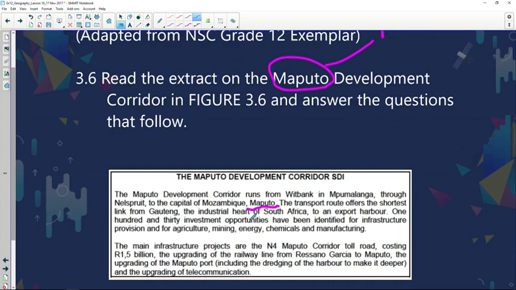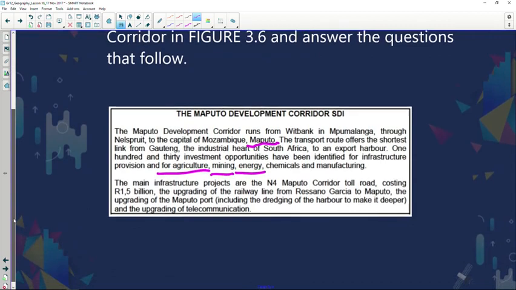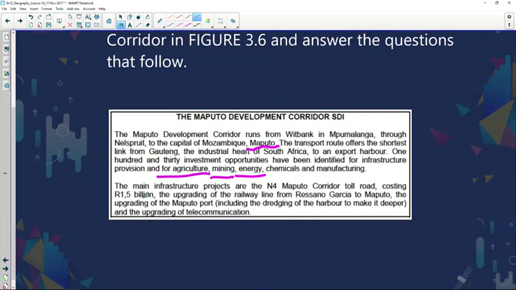150 investment opportunities have been identified for infrastructure provision and for agriculture, mining, energy, and manufacturing. So people are investing because they see it as a sound investment. They can make money off it, and it can improve the quality of life of the people. The main infrastructure projects are the N4 Maputo Corridor toll road, costing 1.5 billion. The upgrading of the railway line from Ressano Garcia to Maputo, the upgrading of the Maputo port, port is a harbour, and the upgrading of telecommunication.